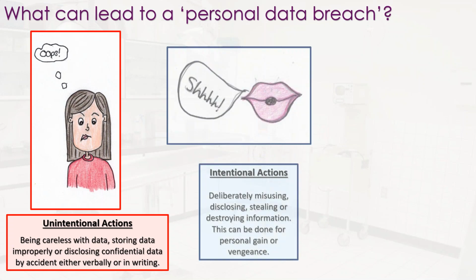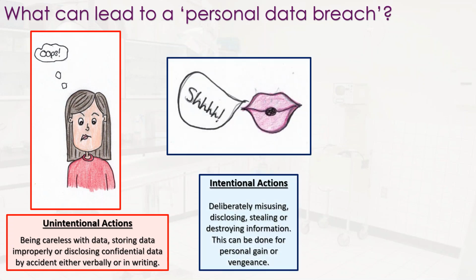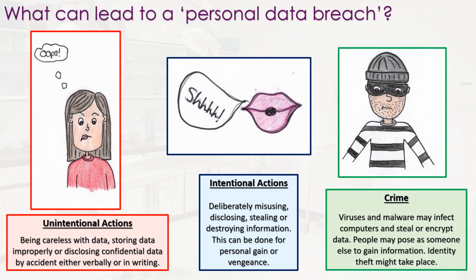It could also be through intentional actions. This is where somebody deliberately steals or misuses or gains access to information which they are not legitimately allowed to see. This can be done for personal gain or in some situations through vengeance. And crime. Viruses and malware may infect our computer systems, and they can steal, encrypt, or destroy our data. People may pose as somebody else in order to gain access to information to which they are not entitled to view. And there's always the risk of identity theft that we need to be aware of.